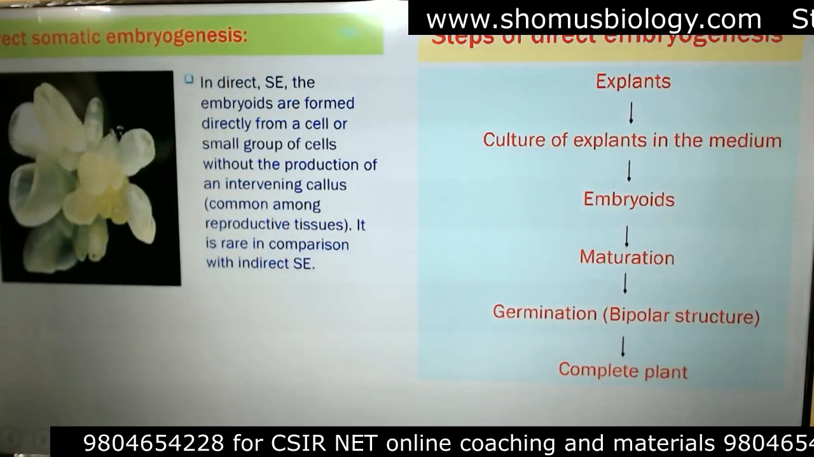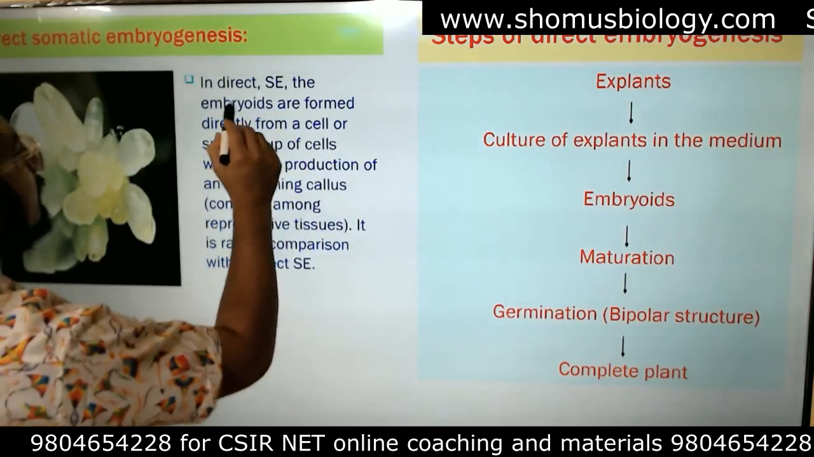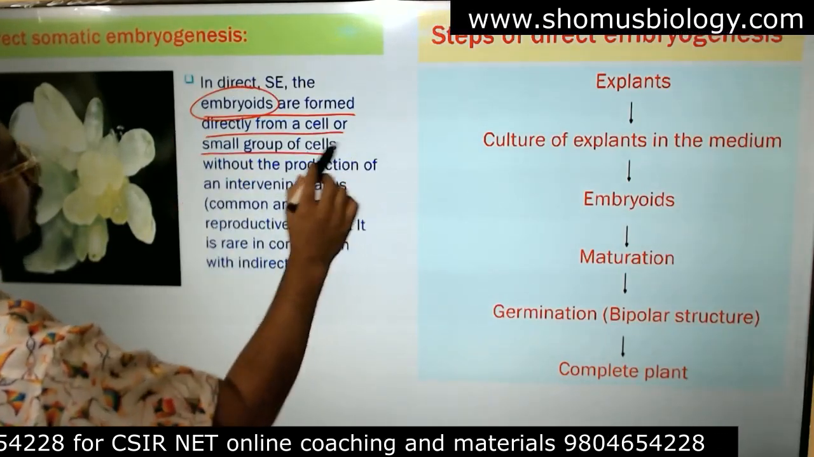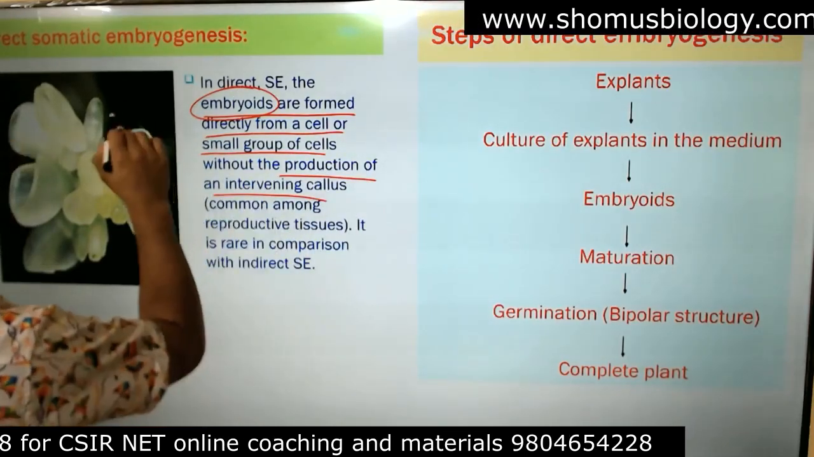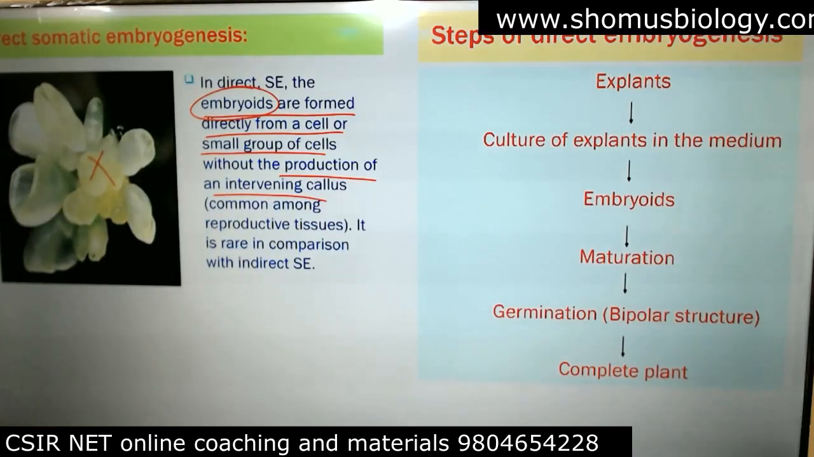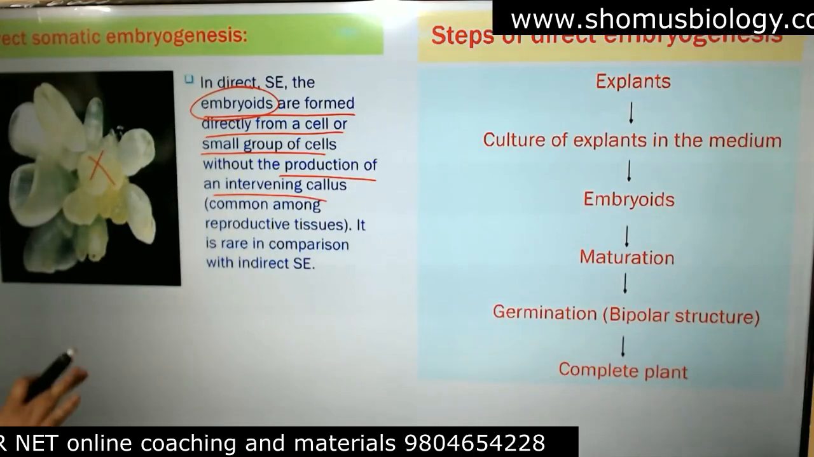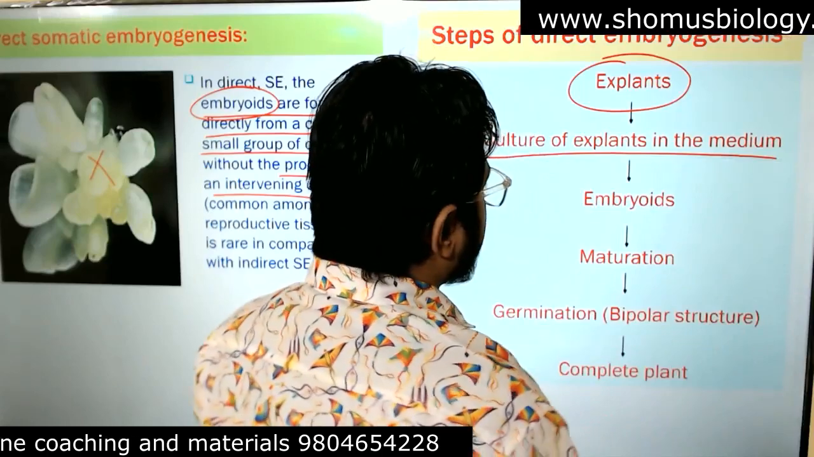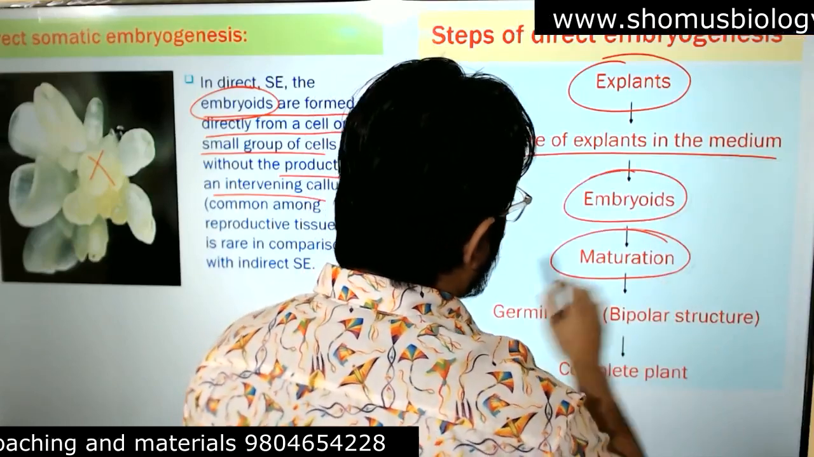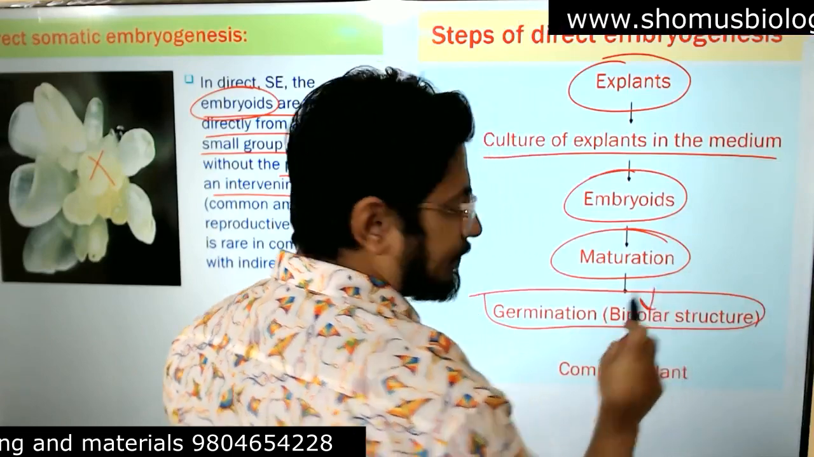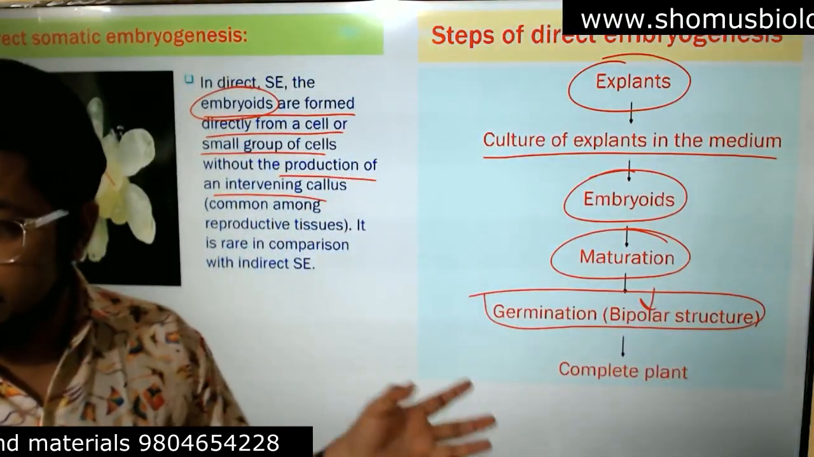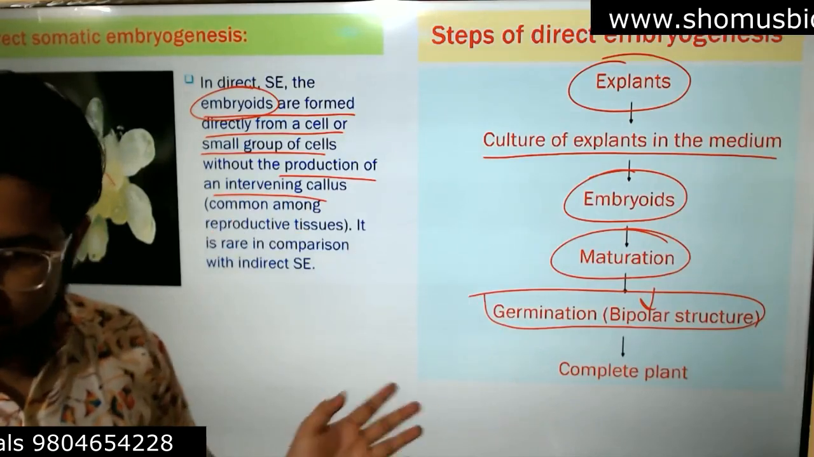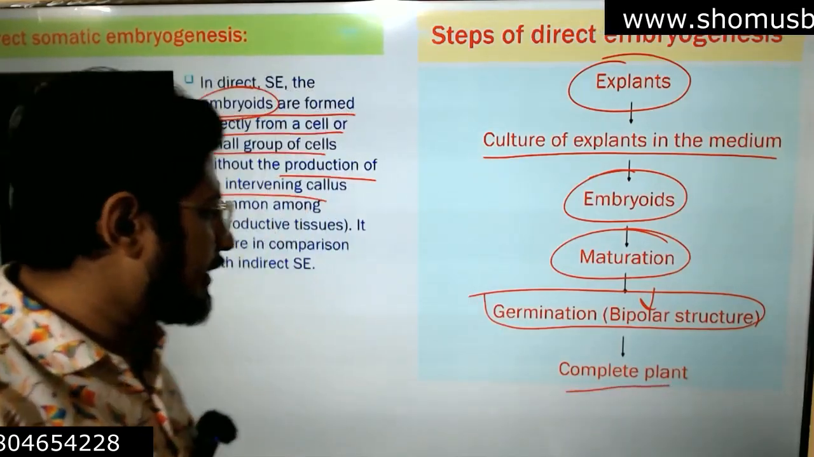So direct embryogenesis, here you can see the embryoids are formed directly from a cell, a small group of cells, without producing any callus. No callus is formed. Okay, callus formation is very common among reproductive tissue, which is avoided here. So you have explants, culture of explants in the medium, then embryoids are formed, maturation of embryoids, germination, and bipolar structures formed after germination. So what is germination? The cotyledonary structure is there, and from there shoot and root are produced. No callus anywhere. Then the complete plant is formed.